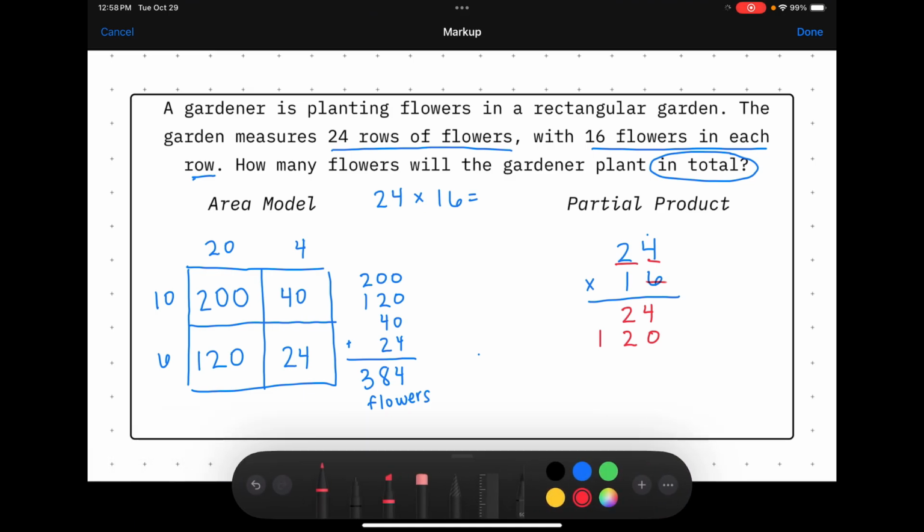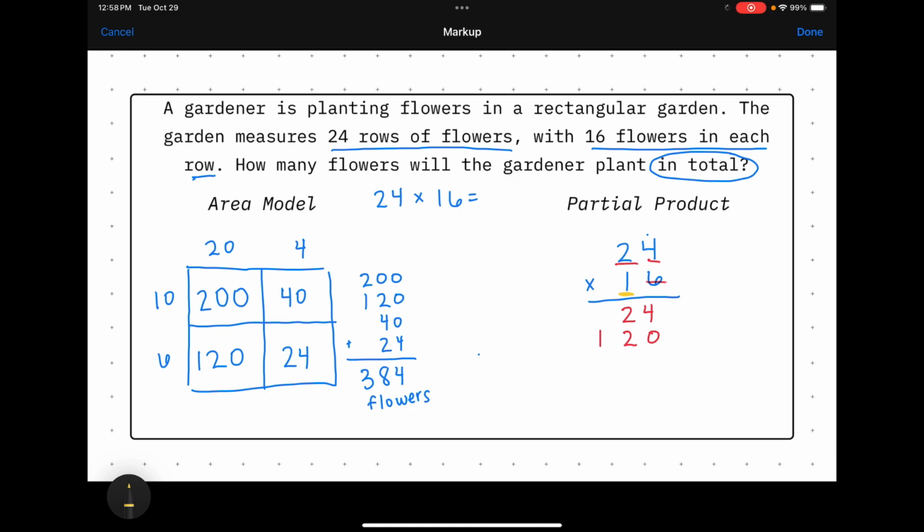Now I need to do the same thing, but this time with my 1, which is a value of 10 because it's in the tens place. So 10 times 4 is 40, and 10 times 20 is 200. So then I add these up, and again, get that same answer of 384 flowers. 2 ways to solve, same end answer.